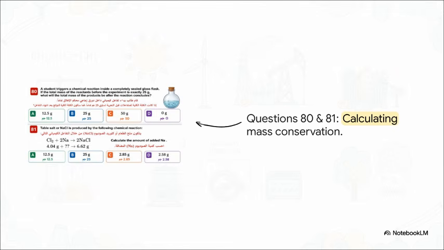Now, moving to question 81. We're making table salt by mixing chlorine and sodium. We start with 4.04 grams of chlorine plus an unknown amount of sodium, and together they yield exactly 6.62 grams of salt. To find that missing sodium, it's just simple math. Subtract 4.04 from our total of 6.62. Do that and you get exactly 2.58 grams, meaning the correct answer is D.